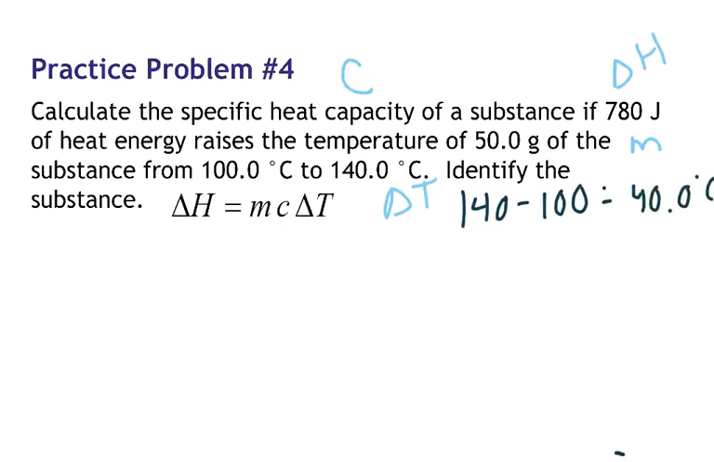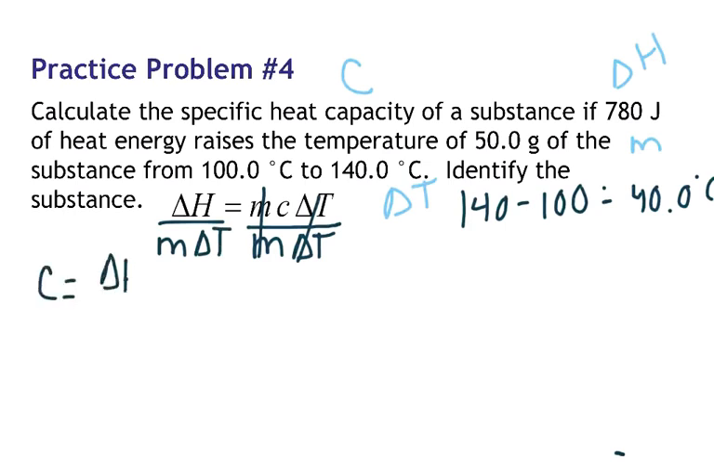Okay, now remember this equation was asking for C. So to get C by itself, I'm going to divide by M times delta T, so that we can cancel those both out on both sides. So my new equation will be the specific heat capacity is equal to delta H divided by M times delta T. And at this point, I have enough information to solve it.